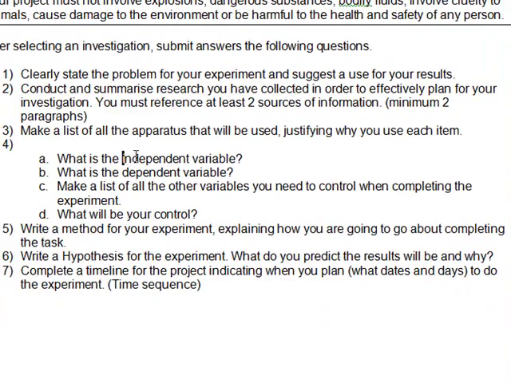Moving on to number 4, it's all about variables. We want you to identify the independent variable. There should only be one, okay, and that is basically the thing that you are testing. So if we go back to my tennis ball example that I spoke about, our independent variable there would be the different types of tennis ball that you used. Okay, so that's the thing that we are testing.